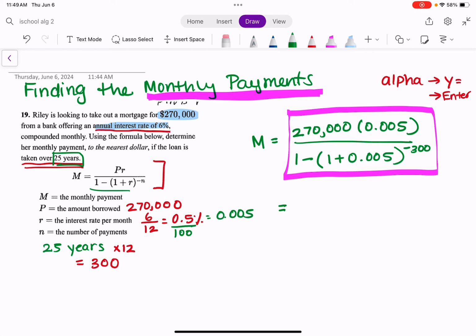The answer that you should get if you did it right is, well, we're trying to round to the nearest dollar, so it's going to be $1,740. Because you're going to get 1739.61. We're trying to round to the nearest dollar. Obviously, 61 cents is going to make the 39 round up to 40. So each month, she's paying $1,740, right? But yeah, she's paying that much each month towards her mortgage.